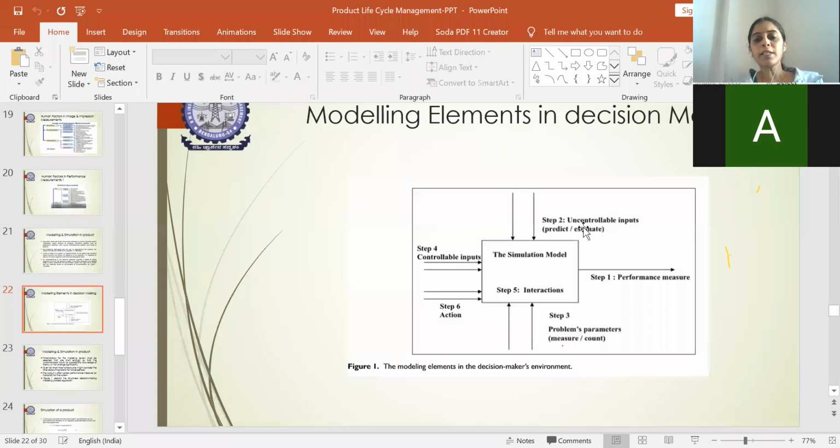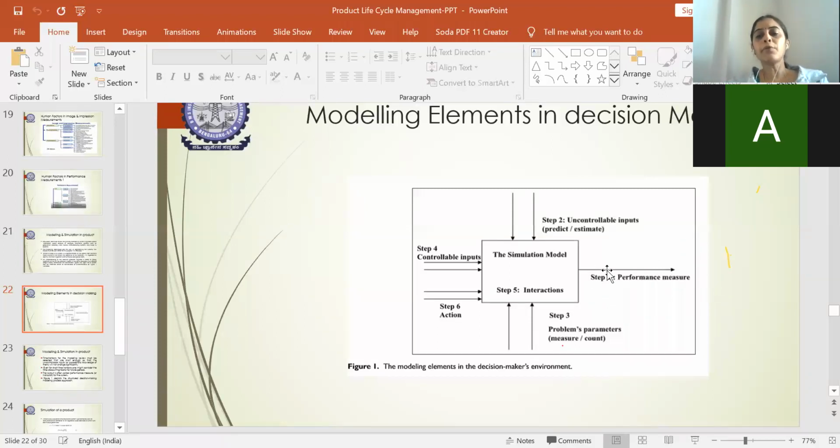So the first step in it is performance measure. The performance measurement of the product will be associated in step 1. Okay, based on the design, the performance evaluation of how it could be will be run in the simulation and that data will be recorded.